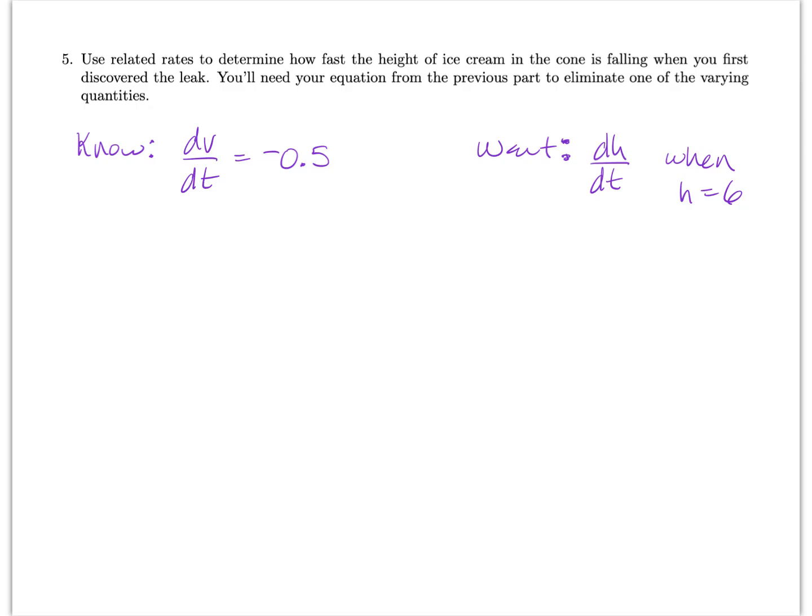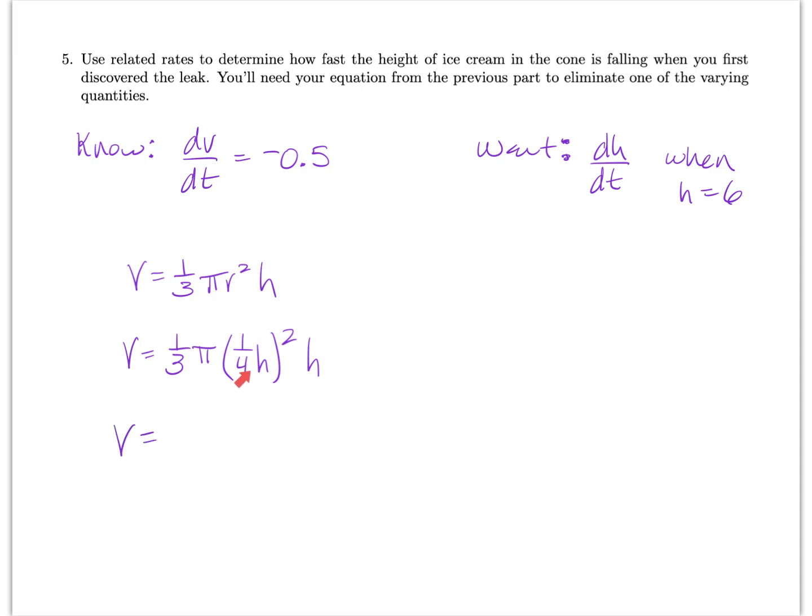And then my equation that can relate volume and height is going to be the volume of a cone. Volume equals 1/3 pi r squared h. And I'm going to use the answer to the previous question where I solved for r. r was 1/4 h in question 4. So I'm going to replace this r with 1/4 h so that I only have one variable on the right-hand side of this equation. So I have volume is 1/3 pi, and instead of r squared, I'm going to have (1/4 h) squared times h.